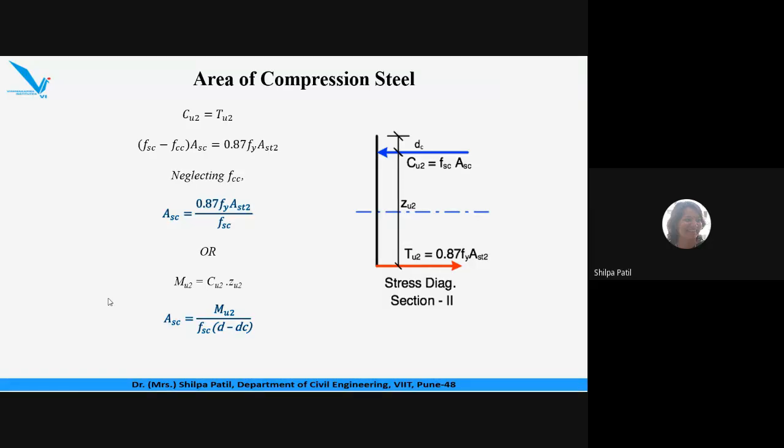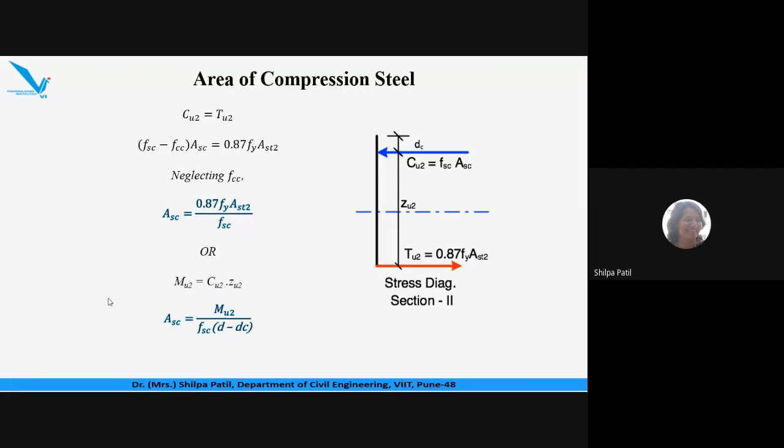ASC will also remain constant if we know how many bars are there in the compression zone. The second variable, or the last variable, is FSC. FSC is the stress developed in the compression steel, and that expression we need to derive now. How to find out FSC?